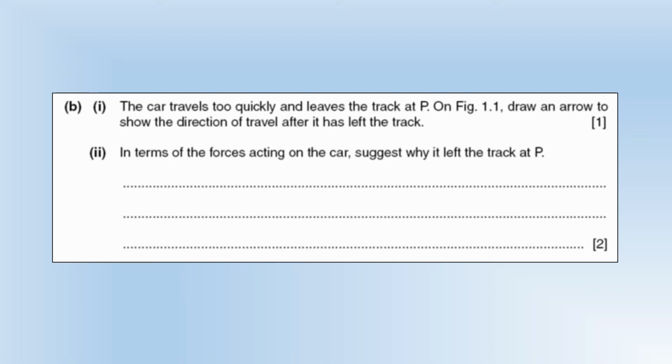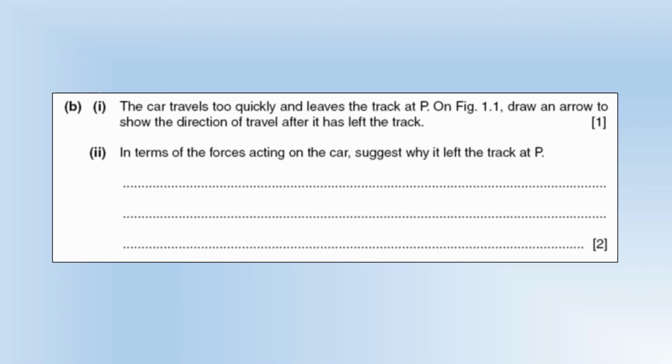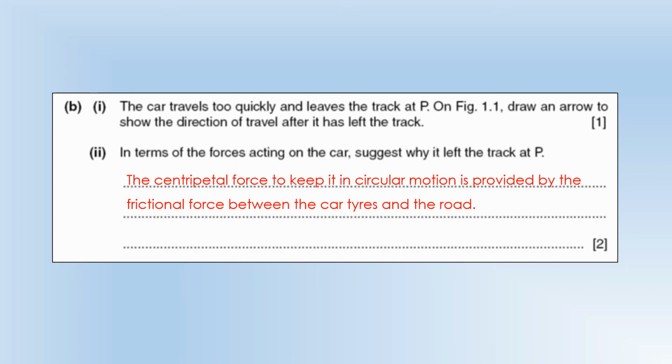The car travels too quickly and leaves the track at P. On the diagram, draw an arrow to show the direction of travel after it has left the track. So we're at P, and it would travel on a tangent to the circle if it leaves the track. In terms of the forces acting on the car, suggest why it left the track at P. So the centripetal force, to keep it in circular motion, is provided by frictional force between the car tyres and the road. So what this must have meant is the frictional force is too small and it can't provide the centripetal force that we need.